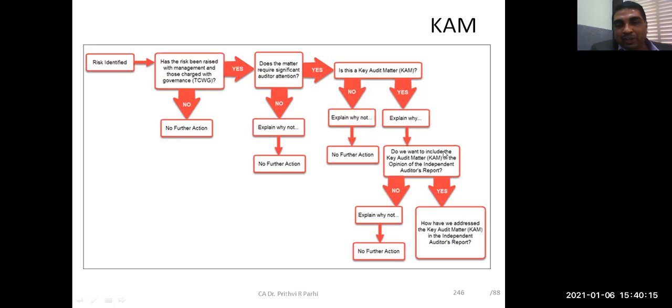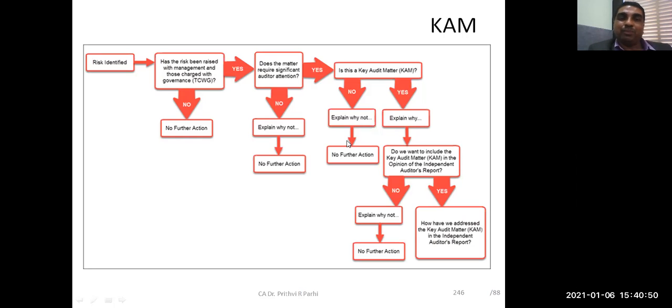Then, do you want to include the key audit matter in the independent auditor's report? Then the auditor has to judge. Once the auditor knows it is a key audit matter, the auditor should judge whether he has to include it, yes or no. If the auditor doesn't want to include it, he has to explain why he is not including it. No further action is required. But if he has included it, then he also has to explain how he has addressed the key audit matter.